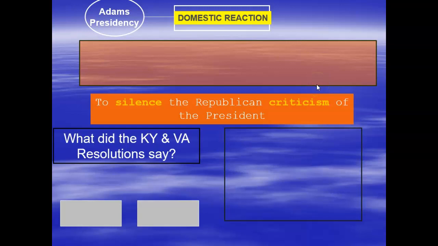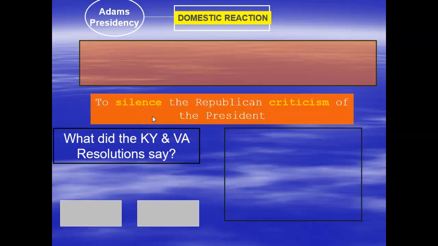And so there were between 17 and 25 Republican newspaper editors that were actually arrested for violating the Sedition Act, and their only crime was they had published pieces, articles that were critical of the John Adams administration.